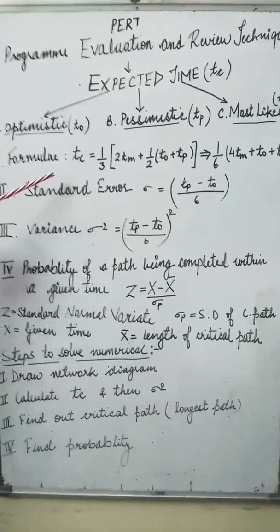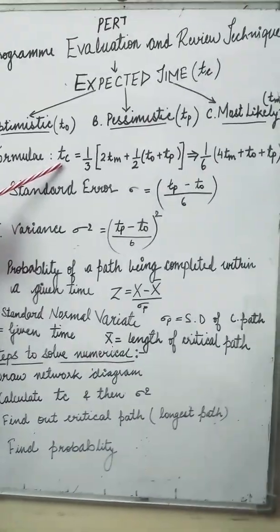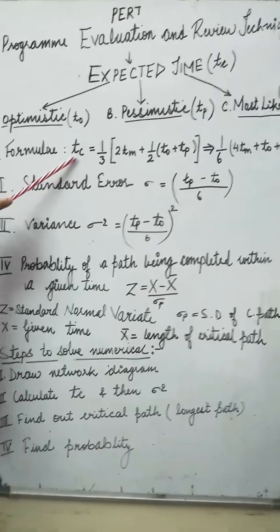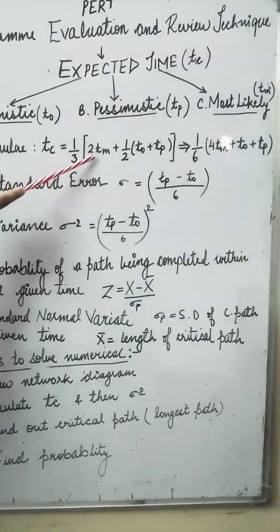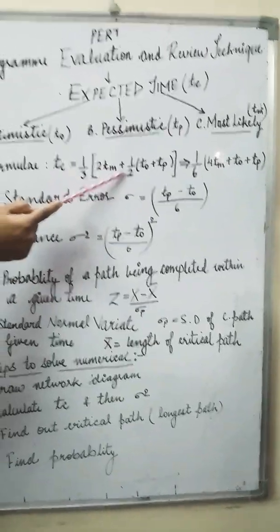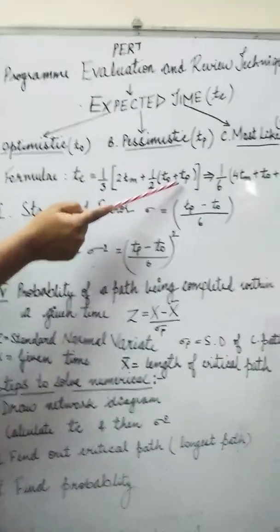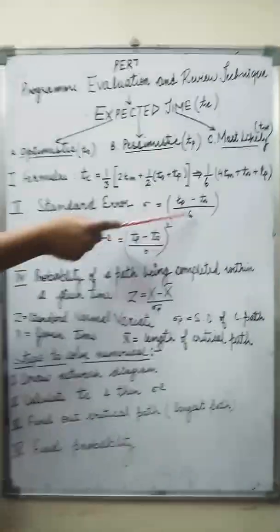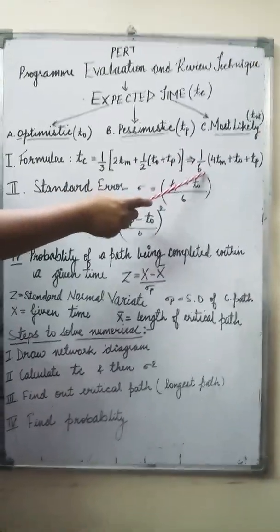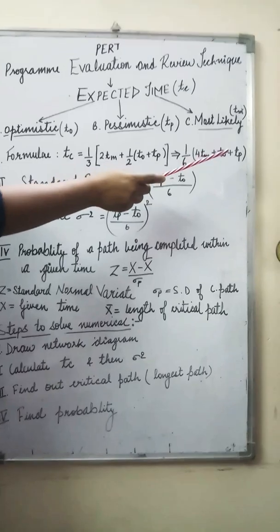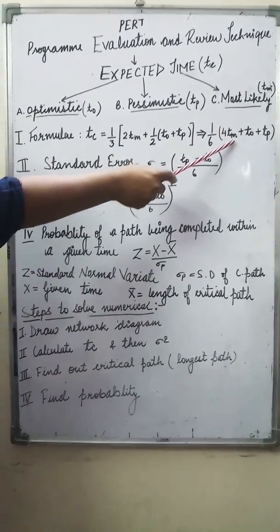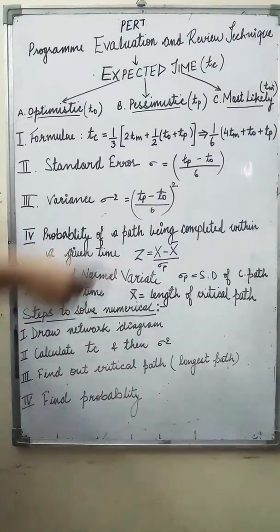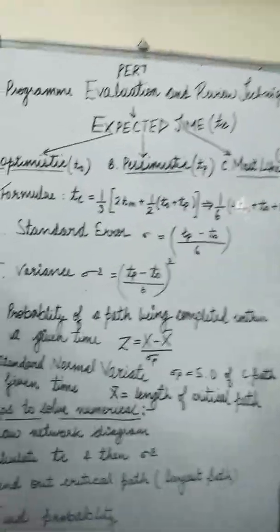What is the formula for TC? That is expected time. Total expected time TC is equal to 1/3 [2 times TM plus 1/2 (TO plus TP)]. It is also written like this: 1/6 (4 TM plus TO plus TP). This is the best way to learn the formula. Fine. 1/6 (4 TM plus TO plus TP).